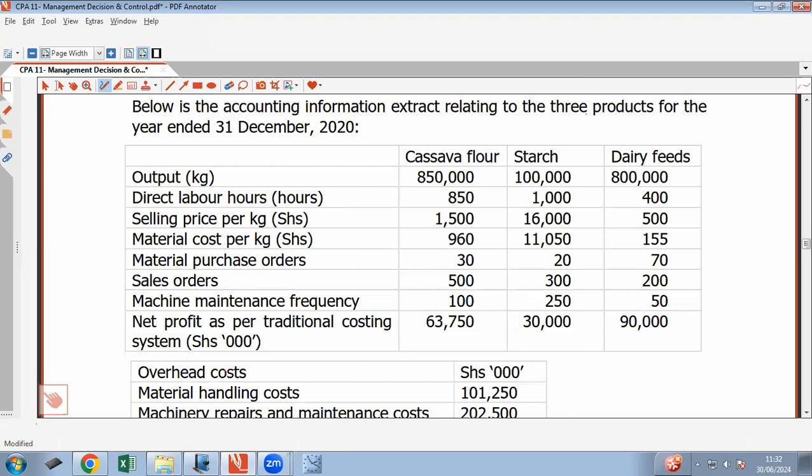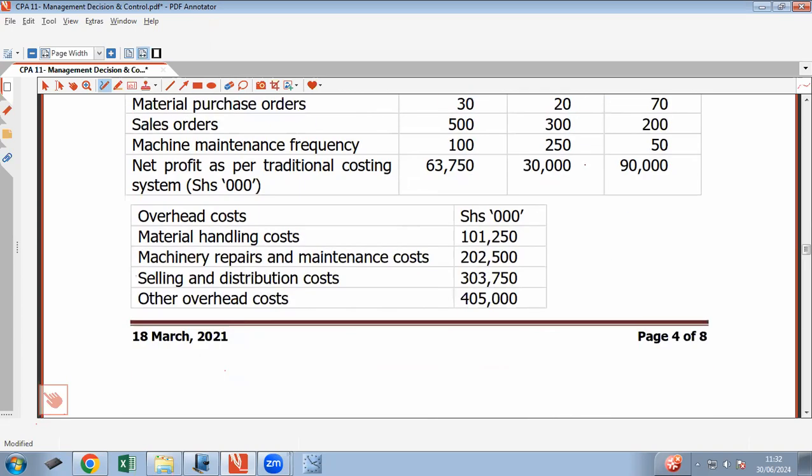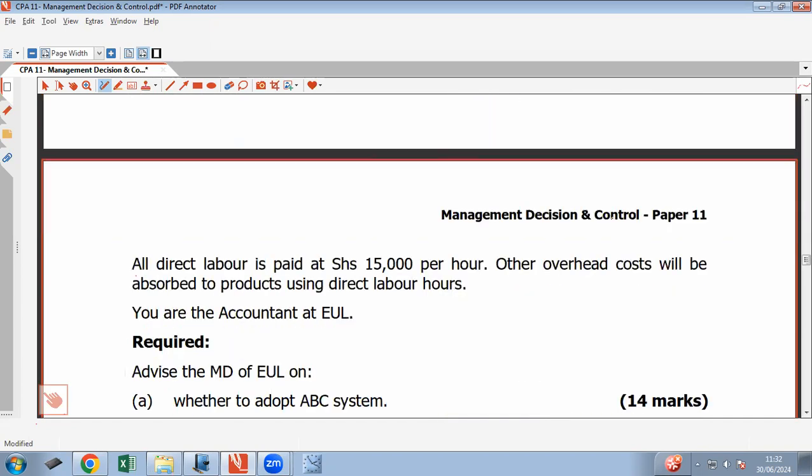So they've given us cassava, starch with all that information, and they've given us the net profit per traditional costing system, which is this per each of those products. Then they've given us the overheads. We have about 4 of them: material handling, machine repairs, and other overheads. They are telling us that all direct labor is paid at 15,000 per hour. Other overheads will be absorbed to products using direct labor hours.